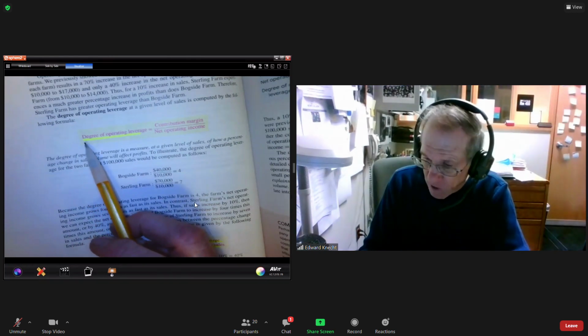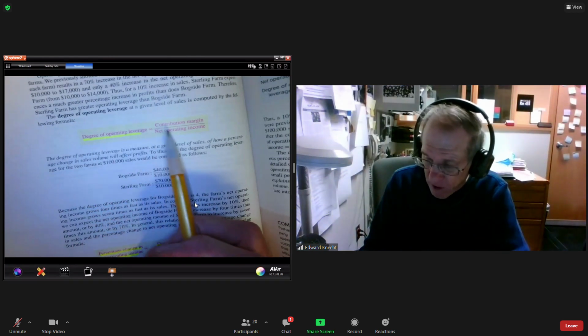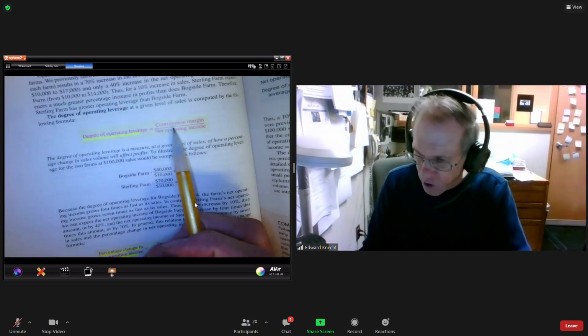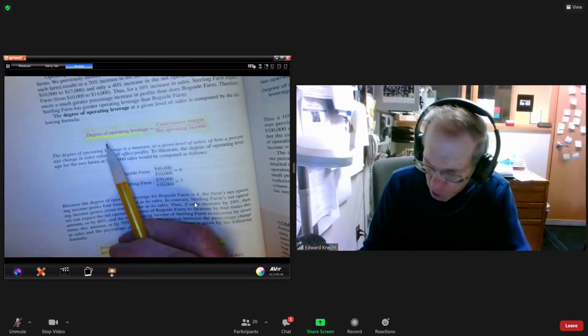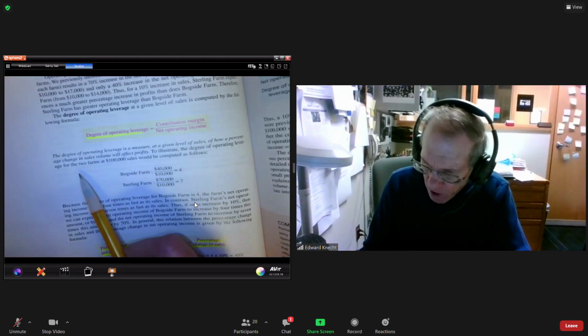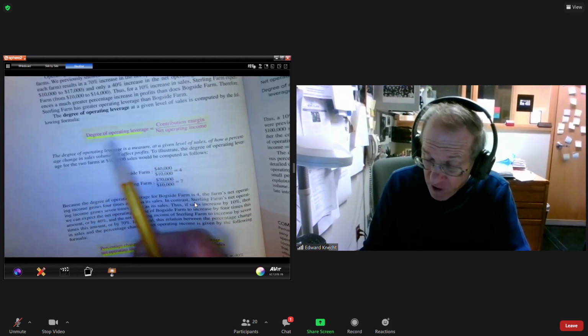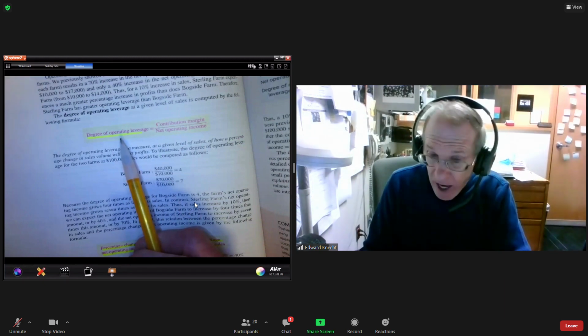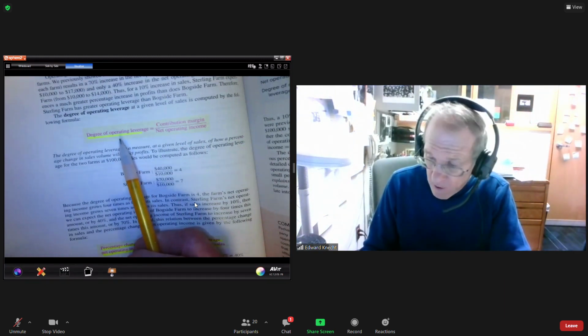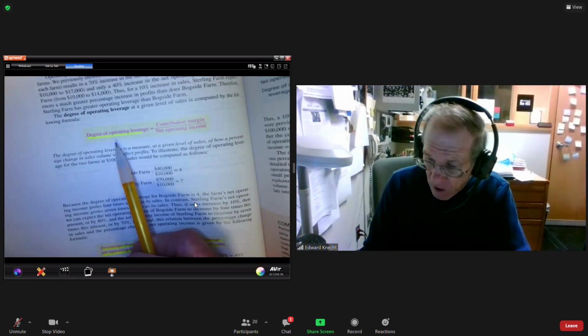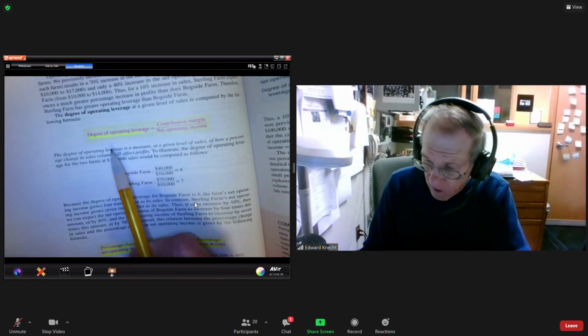What is the definition? Degree of operating leverage is simply our contribution margin divided by the net operating income. That's going to be the degree of operating leverage. The higher your fixed cost, the higher the leverage. The smaller the fixed cost, the less the leverage.